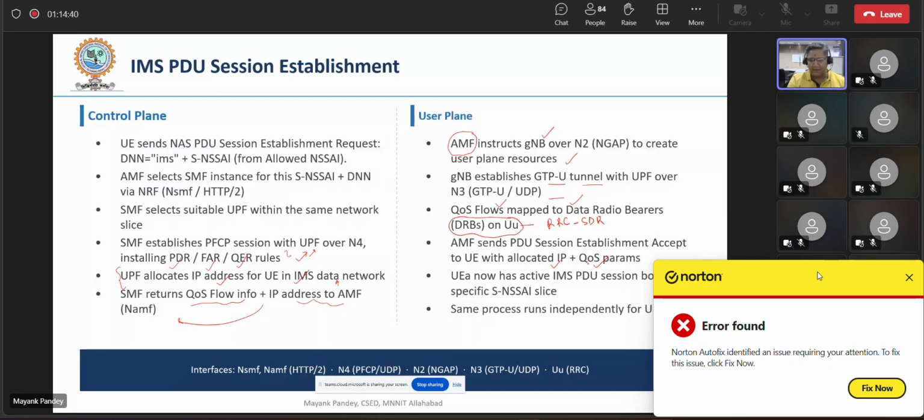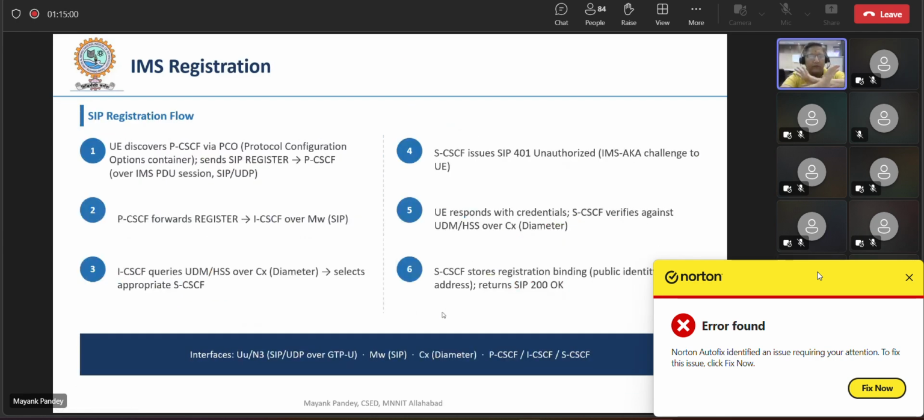Registration accept has gone. Now UE A has an active IMS PDU session bound to a specific slice, and the same process will run independently for UE B. Any questions at this point of time? The rest is the same as whatever you have done in our 4G.